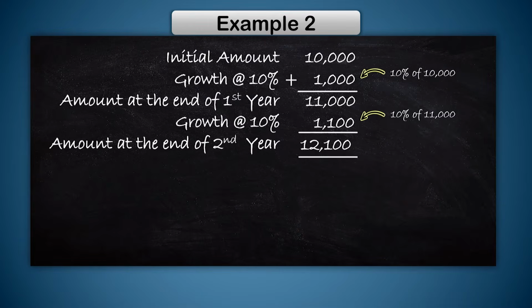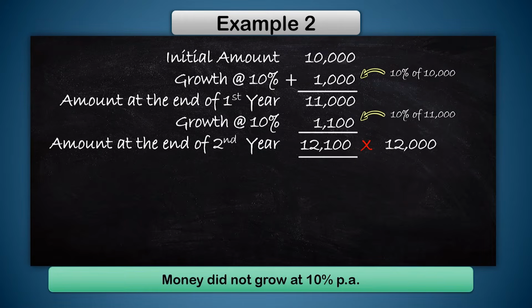So if your money grew at 10% per annum, you should have been getting back 12,100 after 2 years. But you didn't. You got only 12,000. Which means that you actually got less than 10% per annum. In fact, the correct answer is 9.55%. How exactly did we get this number? We will cover it in the other calculation video. But for now, let's just try to verify this number.